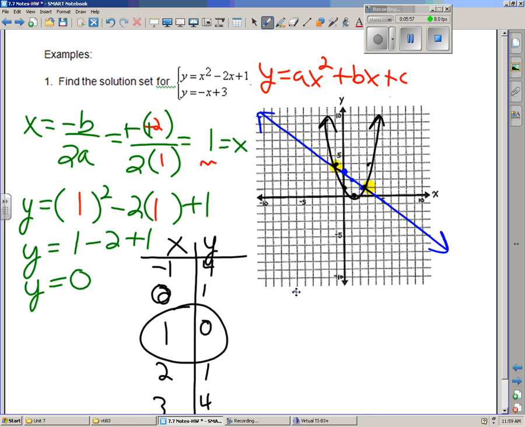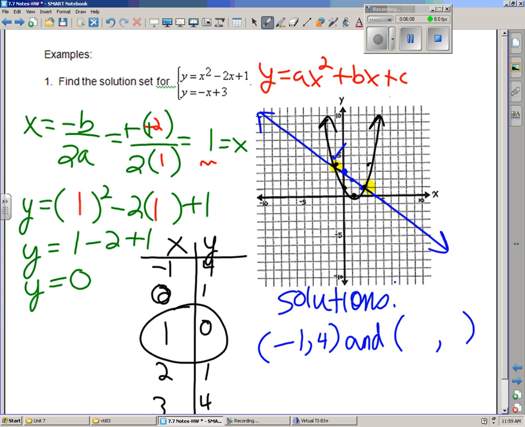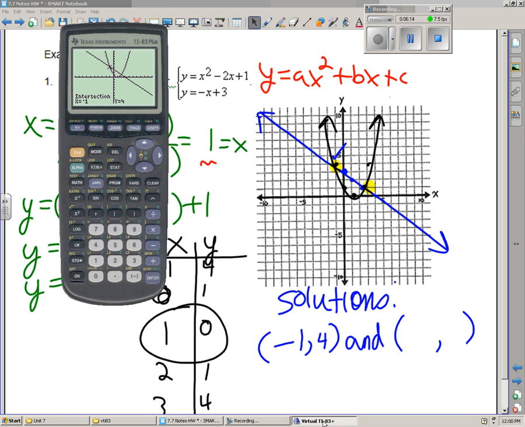So right now we know for our solutions, one of the ordered pairs is negative 1 comma 4. That was this one right here. And now we have to find the other ordered pair. So we go back to the calculator. And you do second trace intersect again.